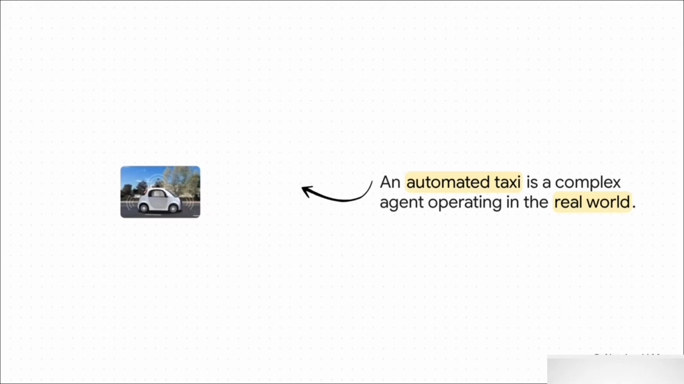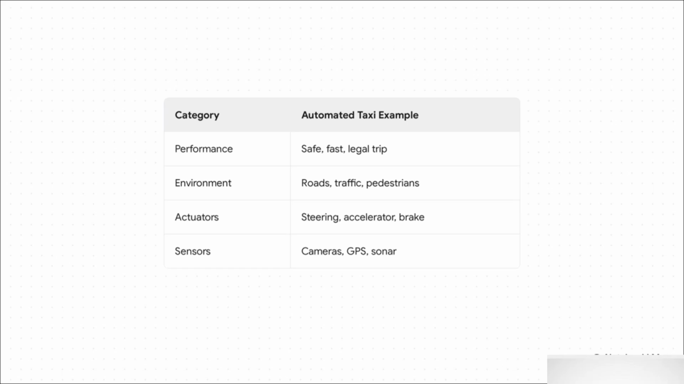So let's take this framework and apply it to something way more complex than our little vacuum bot. Let's talk about an automated taxi. Now we're dealing with a powerful, real-world agent that has to survive in a messy, chaotic, and totally unpredictable environment. And here's what that PEAS breakdown looks like.